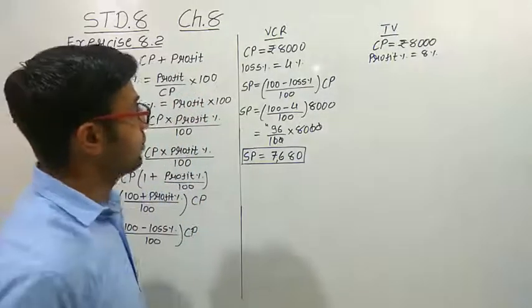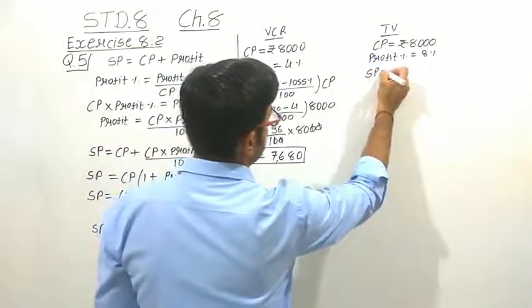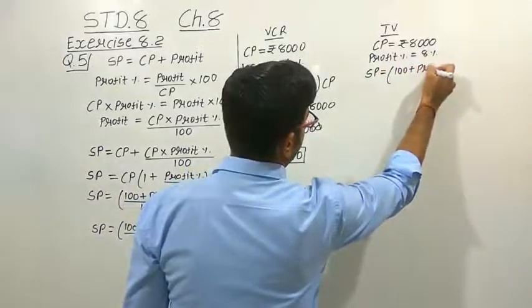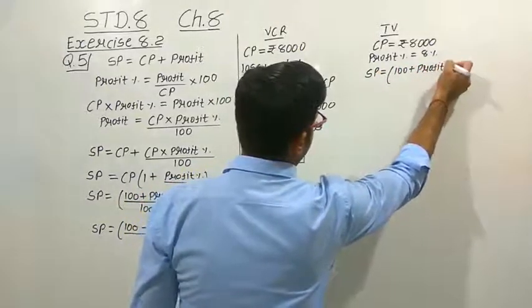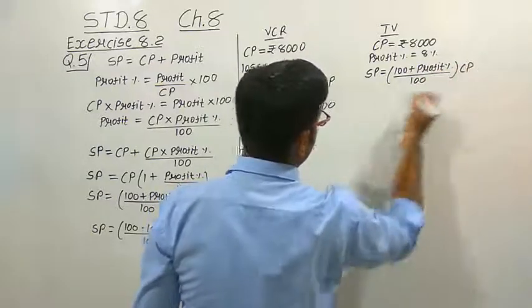Now let us find out the selling price of TV. Same formula we have to apply here. Selling price is equals to 100 plus, here we have to apply the profit percentage upon 100 into CP, right?